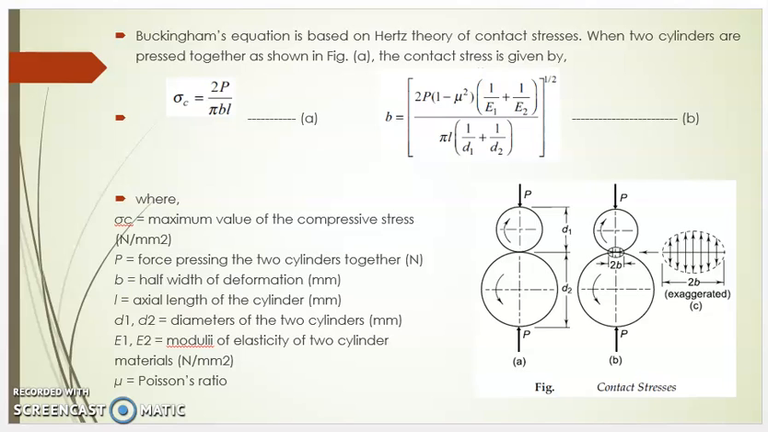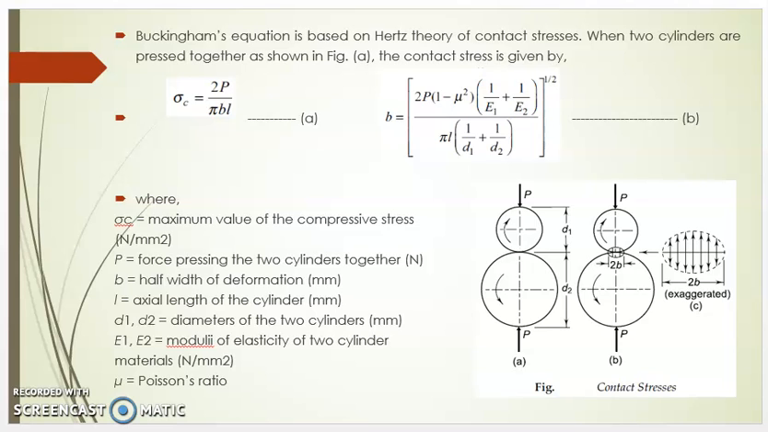When two cylinders are pressed together as shown in figure A, these two gears are considered as two cylinders. The contact stress is given by sigma C is equal to 2P divided by pi b L, where b is equal to the square root of bracket 2P into 1 minus mu square into bracket 1 upon E1 plus 1 upon E2, divided by pi L into bracket 1 upon D1 plus 1 upon D2, whole bracket raised to 1 by 2.